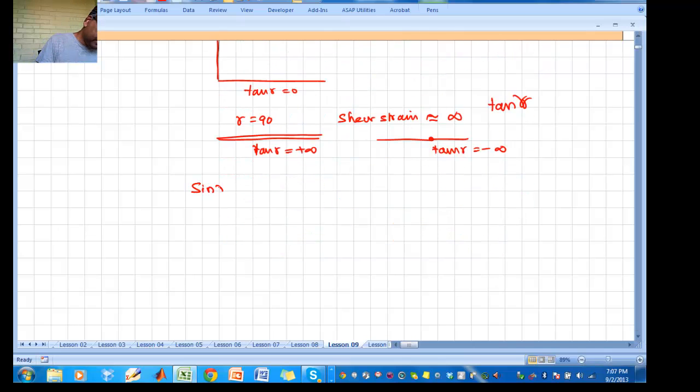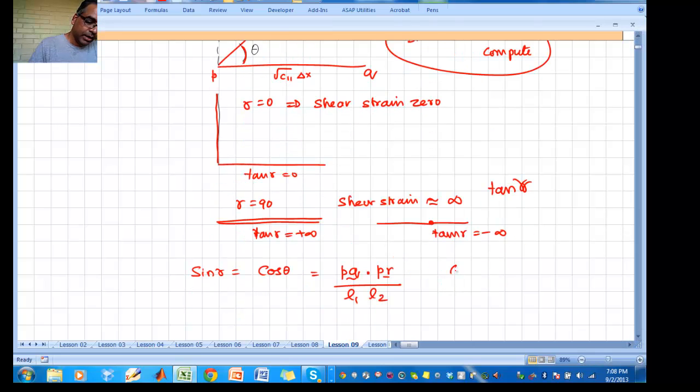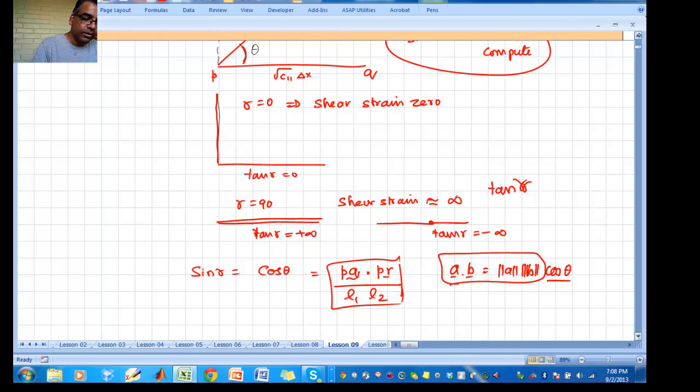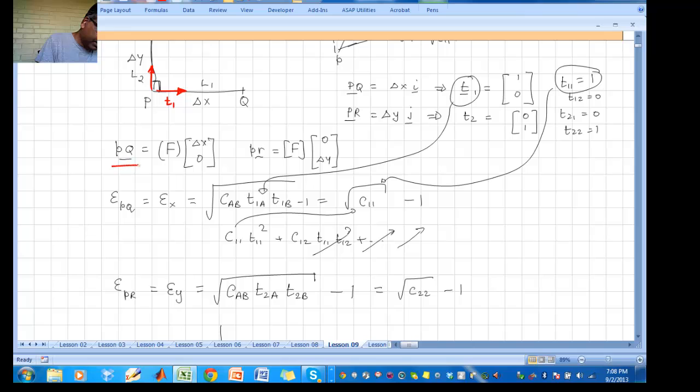Sin gamma equal to cos theta, right? Cos theta is PQ dotted with PR divided by L1 L2. Why do I think that? Because A dotted with B is magnitude of A, magnitude of B, cos theta. So cos theta is that. How do I compute PQ dotted with PR? Go back to my original matrix. It's here. PQ is here.